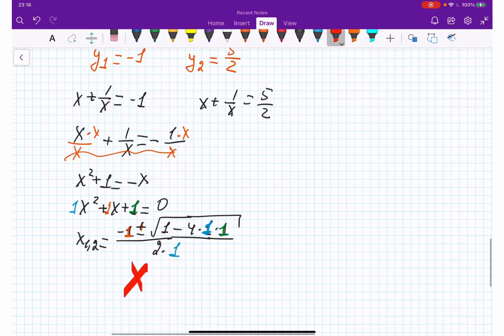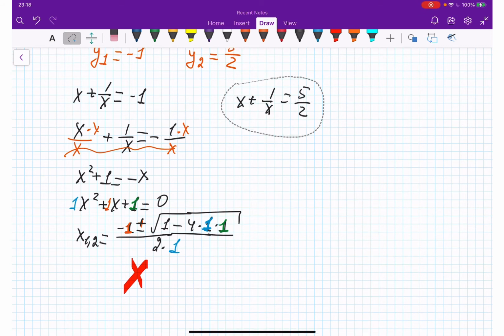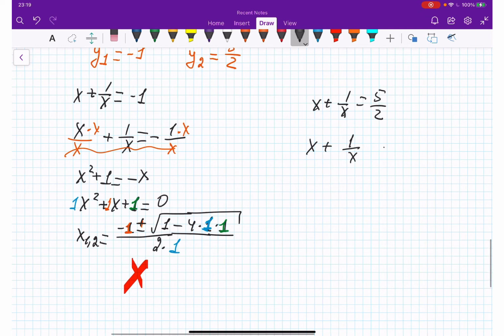So the only thing we have left is x plus 1 over x equals 5 over 2. Let me move this over so we can solve it. So we need to bring it to a common denominator, right? A common denominator, and drop it to get rid of the denominator. So the common denominator is going to be 2x, which means, let me rewrite here, x plus 1 over x, and I'm moving over 5 over 2, might as well.